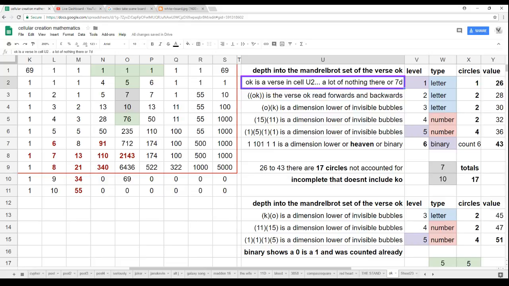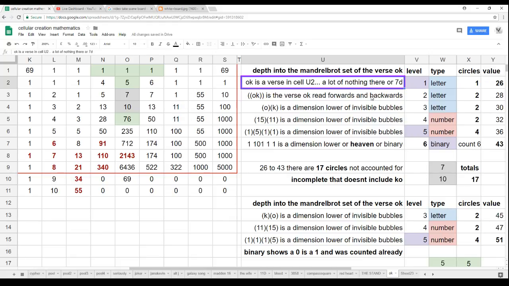Okay is a verse in cell U2. I think that's funny. A lot of nothing there, or 7D, meaning that in that cell there is a lot of dead space where there isn't black stuff to create things. You have to understand that that is what's in the bubble.